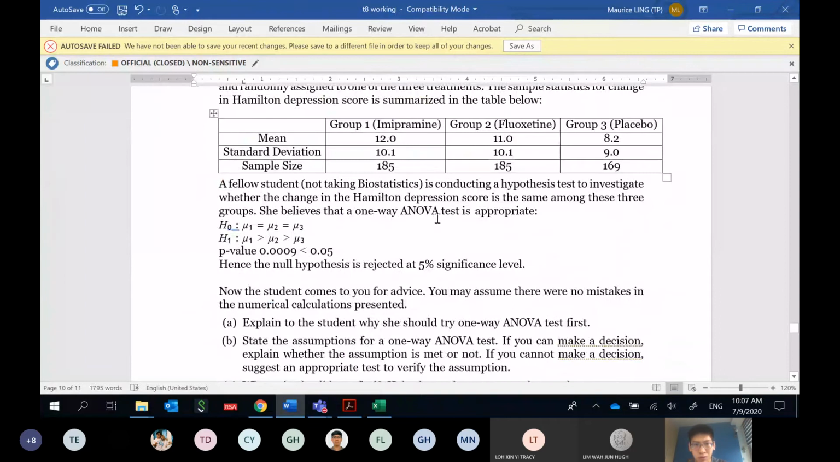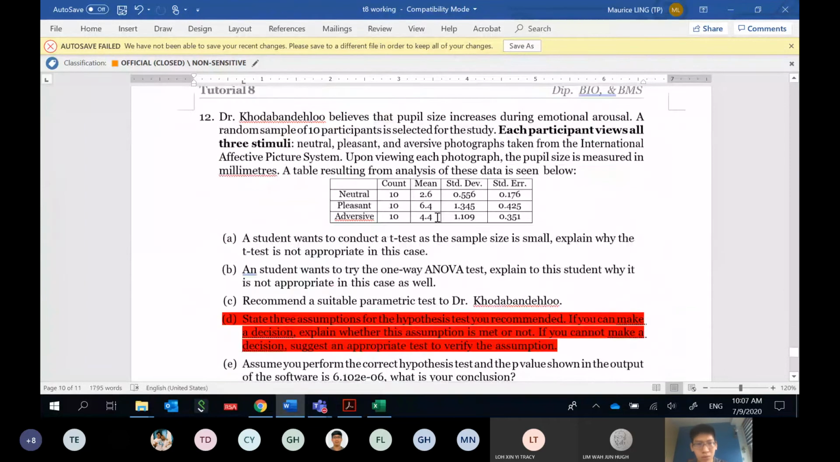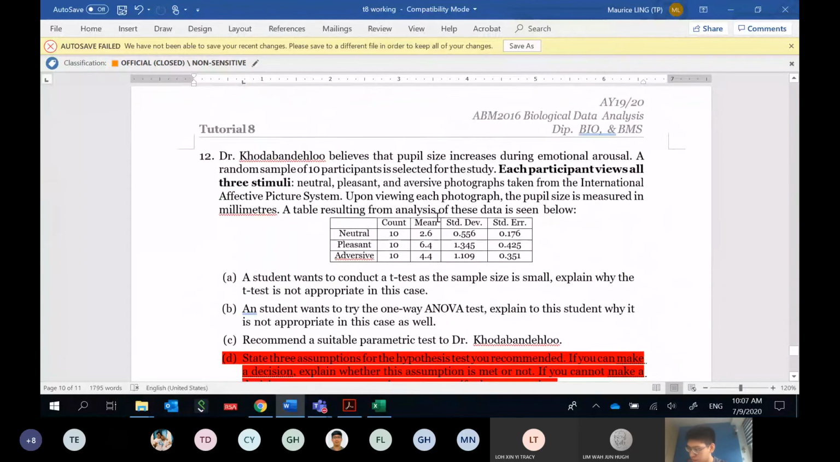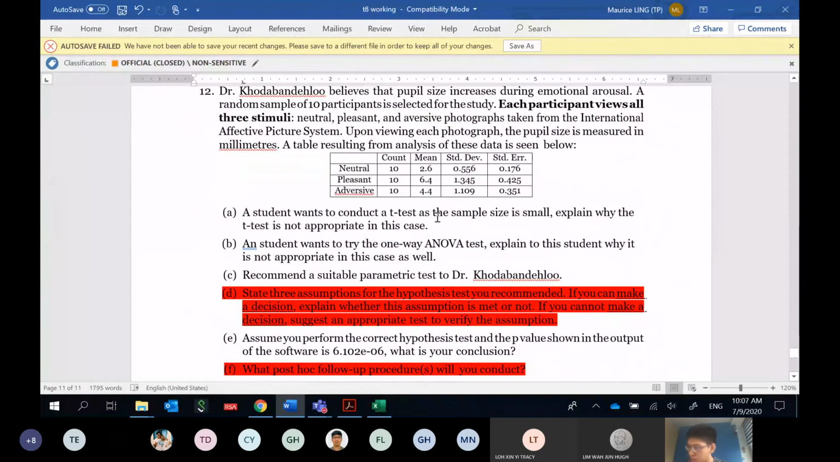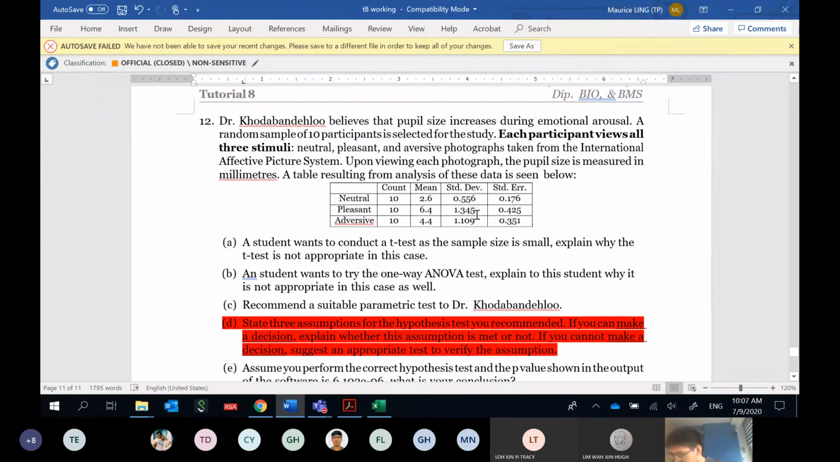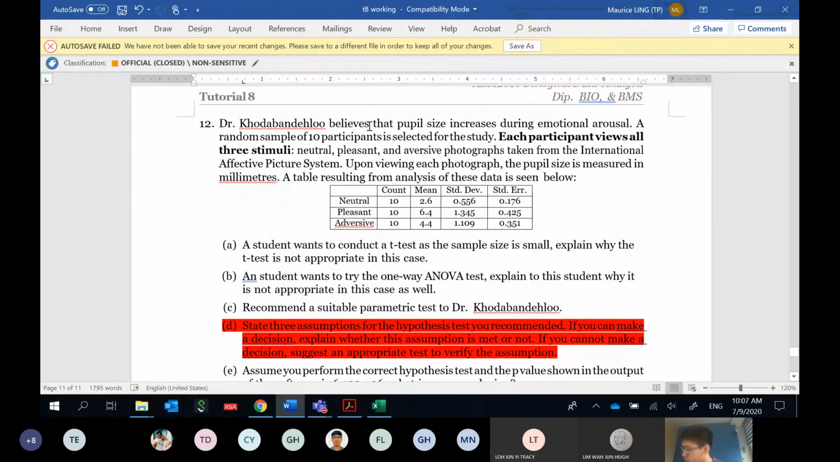Okay, so let's go on to question number 11. Here, a researcher believes that pupil size increases with emotional arousal. So 10 participants view three stimuli: neutral, pleasant, or aversive, and you measure the pupil size. The student wants to perform a t-test because the sample size is small. Why is it not appropriate?